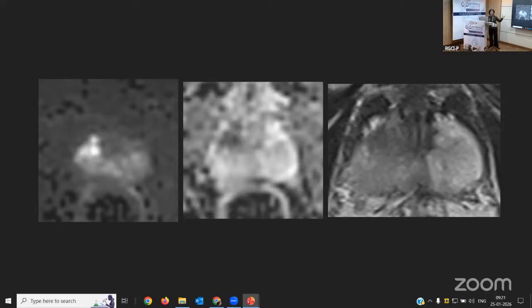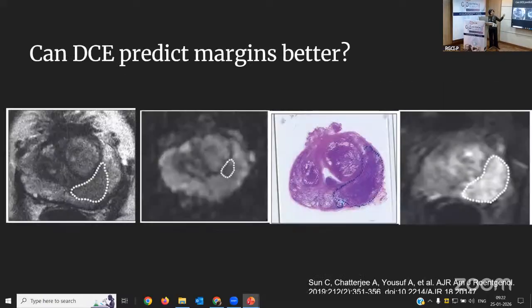PIRADS typically recommends measuring the maximum dimension of the tumor on the ADC, not on the T2 or on the diffusion. So we don't really know what exactly is the size of the lesion, what is the margin of the lesion, which is where contrast probably has a very, very strong role to play. A lot of studies have shown that post-contrast size of the tumor matches better with the pathology size, and the T2 and the diffusion kind of underestimate the size of the tumor.